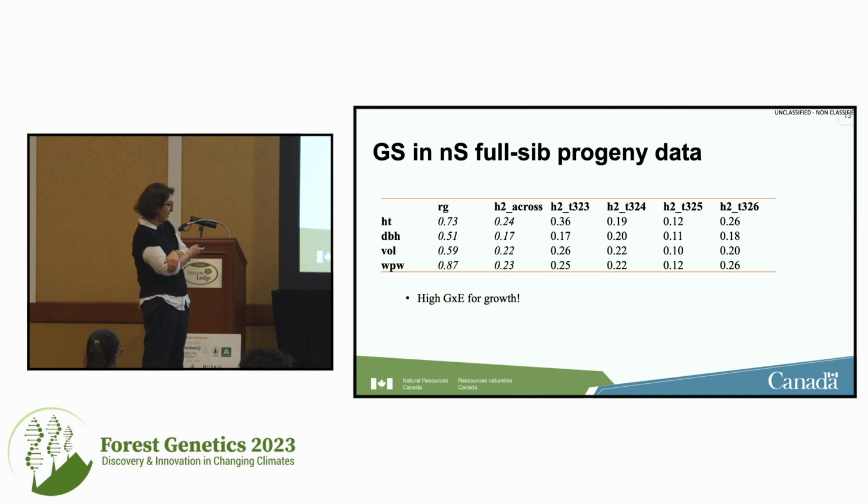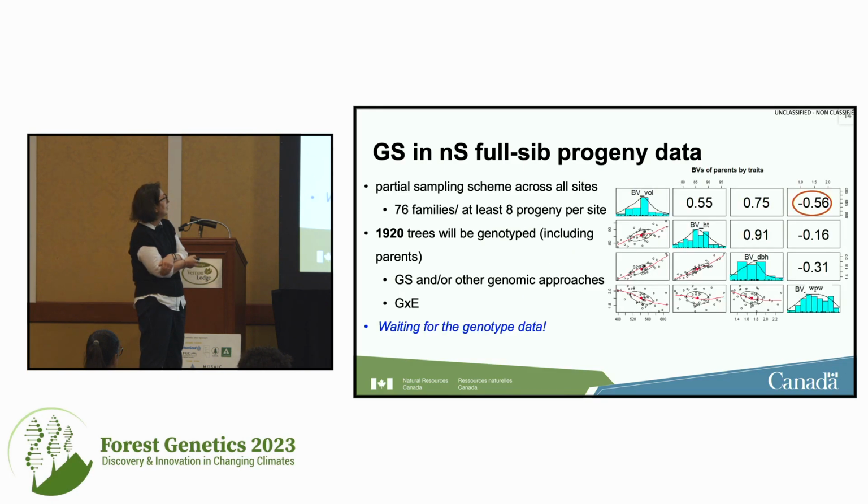Thinking and taking into account this genotype by environment interaction for the growth traits, I come up with a sampling scheme across all sites. As you see here, these are the breeding values for the parents, but these are the rank correlations. With white pine weevil and volume, it's -56. So it seems like if you select for one trait, you will be able to recover the other one. The goal is selecting the fast-growing and weevil-resistant lines.